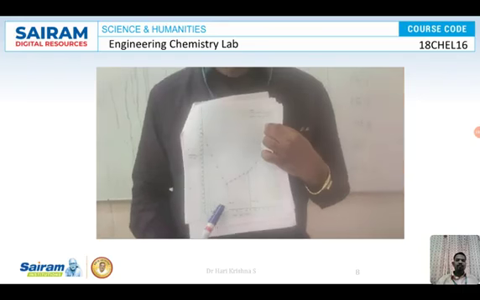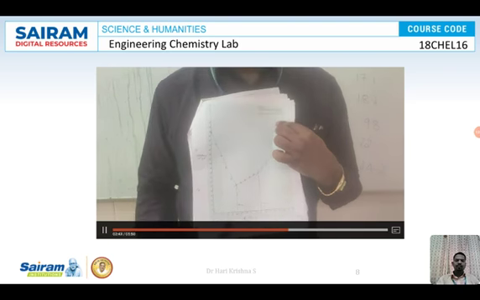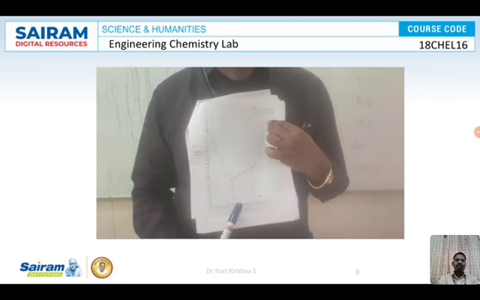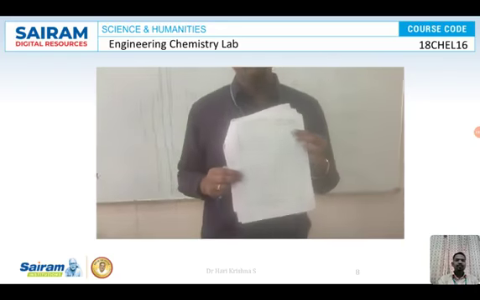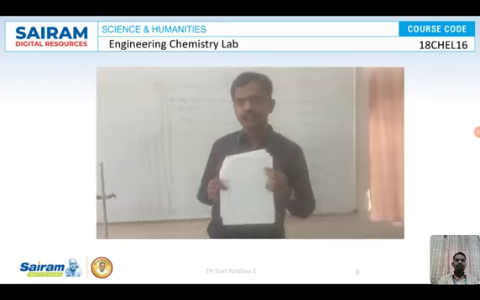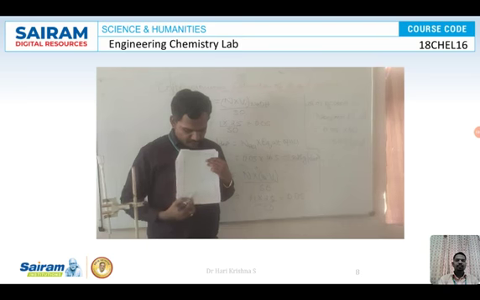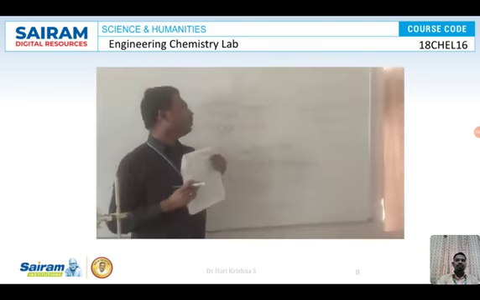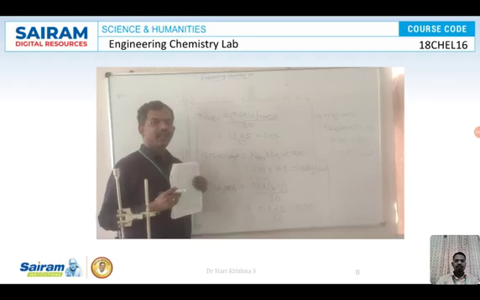So V1 is the volume of NaOH required to neutralize HCl, V2 is the total volume required to neutralize both the acids, and V2 minus V1 is the volume required to neutralize only acetic acid. Once we plot the graph, we go for the calculations. Using the V1 value and the V2 minus V1 value, we are going to determine the strength of acetic acid and HCl.